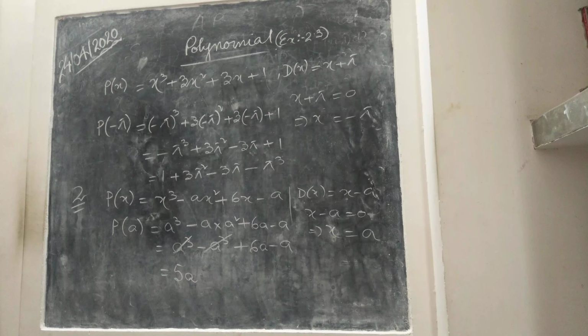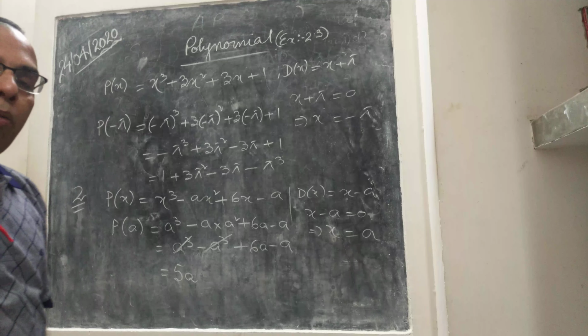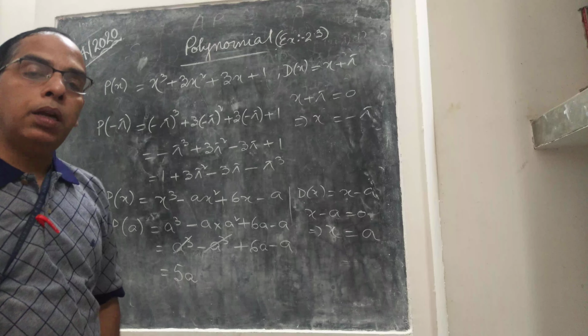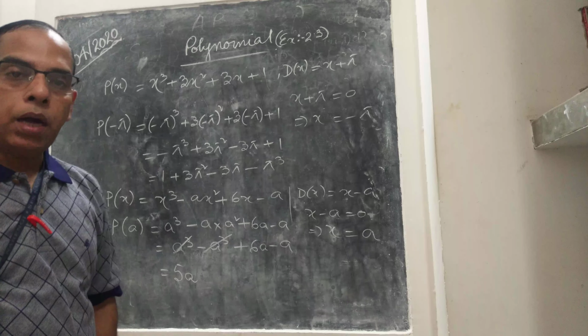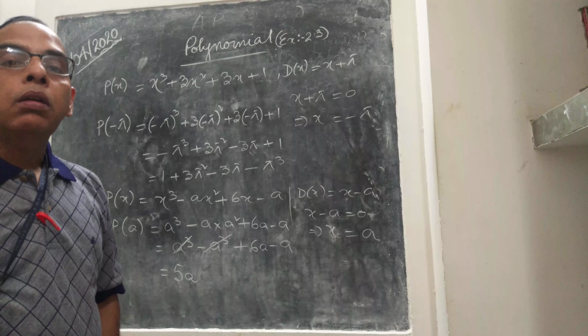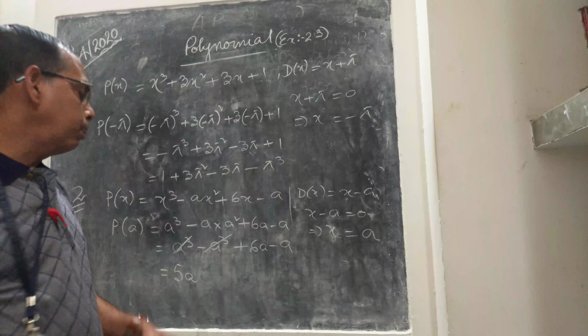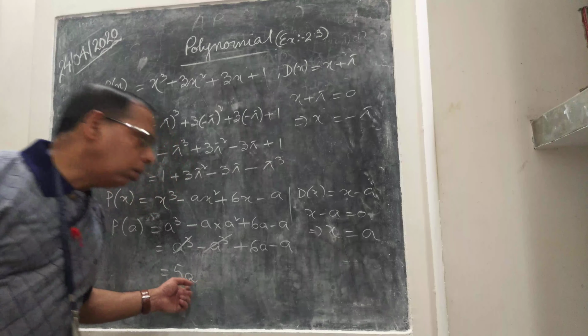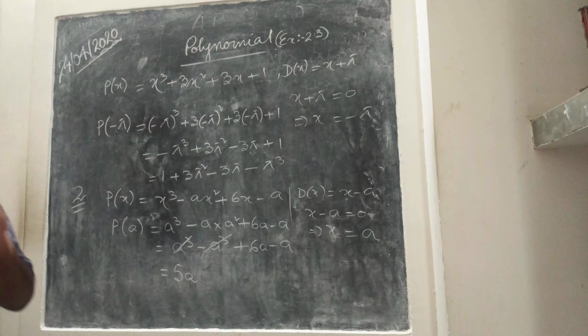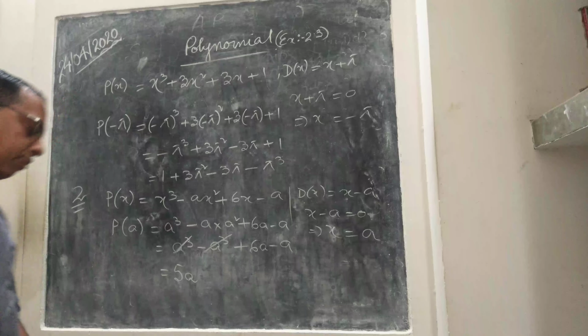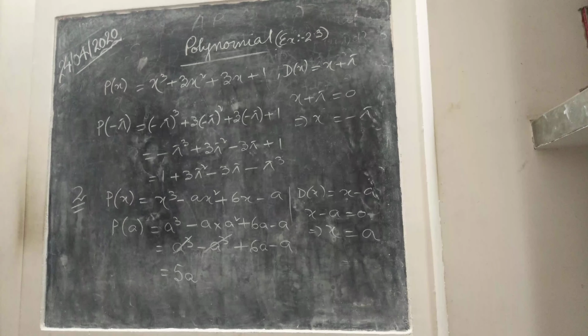Exercise 2.4, some more. Determine which of the following polynomials has x plus 1 as a factor. Now I already told the reason for the divisor to be a factor of the dividend. The condition is that the remainder should be 0. If the remainder is not 0, then it is not a factor. If the remainder is 0, then it will be a factor. Okay. So let's see.